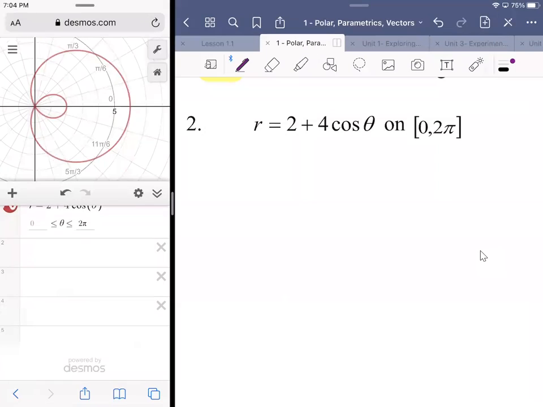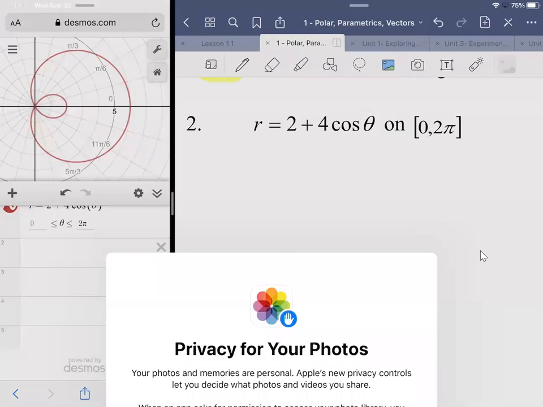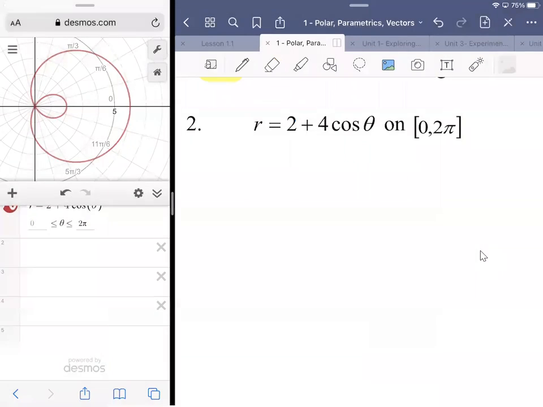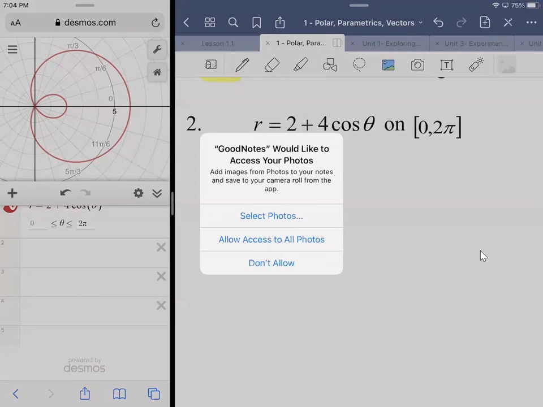And I know some people are more comfortable with the TI calculators, but this is a pretty solid selling point for a Desmos calculator.